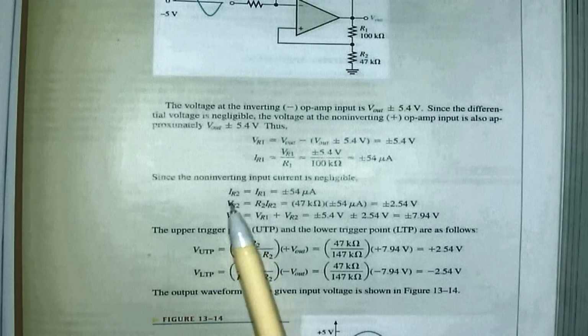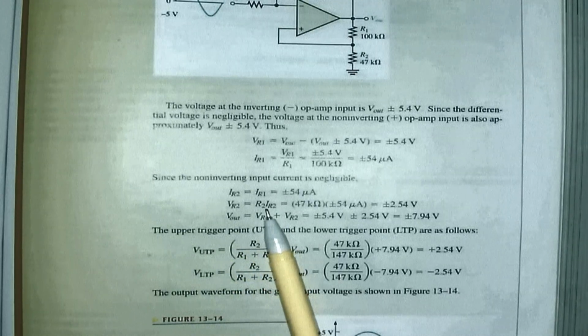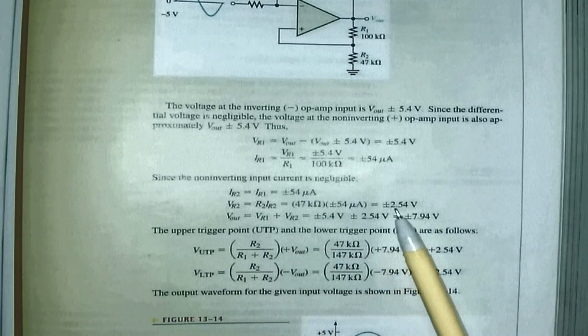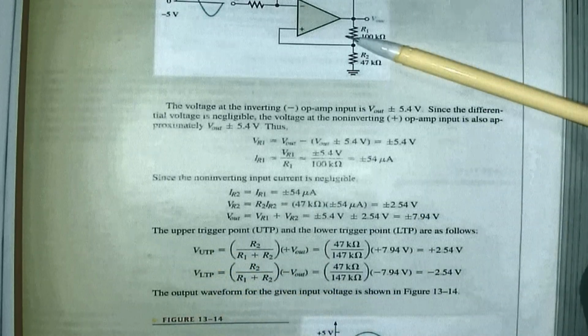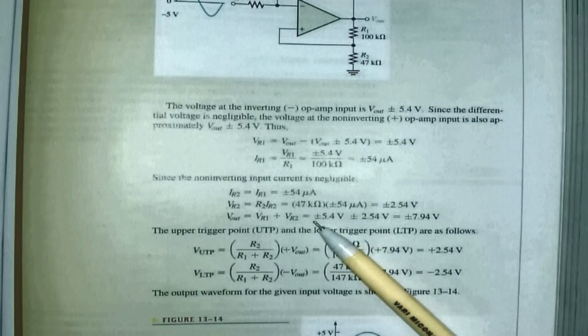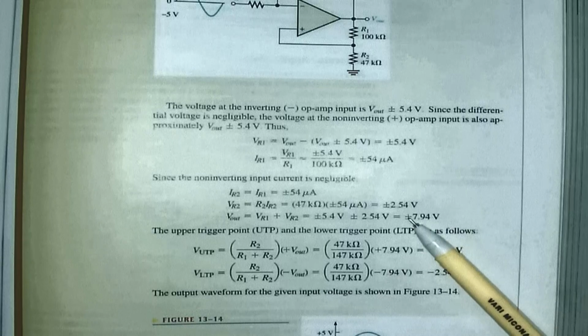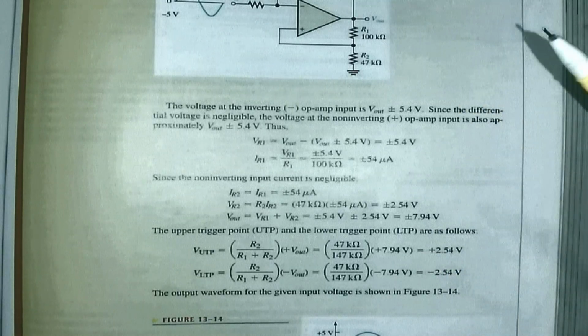That means I can say VR2 is R2 times IR2, Ohm's law, and that will give me plus minus 2.54 volts. Then Vout will be that volt drop plus that volt drop, those volt drops added, the plus minus 5.4 plus minus 2.54, that will give me plus minus 7.94. That means that will be my output voltage.